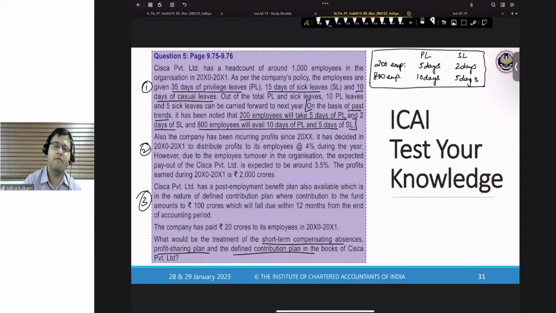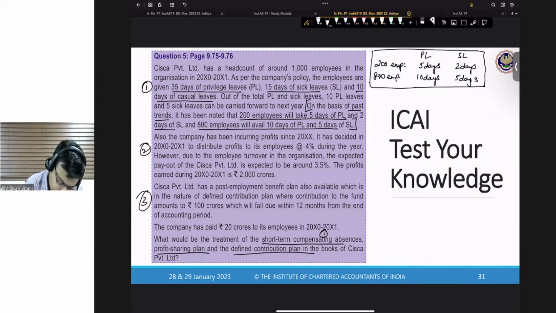If they had given you the salary, then we would multiply these leaves with that salary to arrive at the actual liability amount to be booked. Is it okay? Have you guys understood this part? All clear? The first part is understood. What is the treatment of short-term compensating absences? Any doubts? Is the first part clear? Okay. We then move on to the next part.